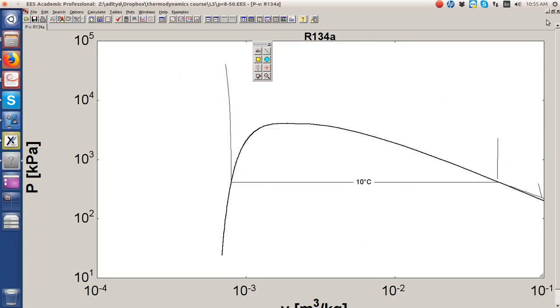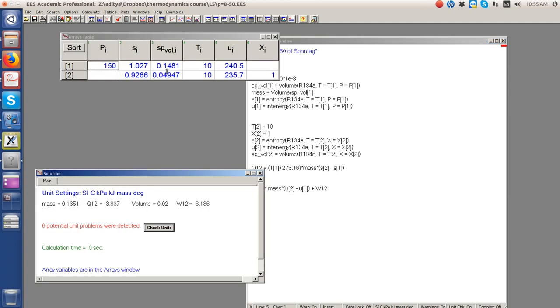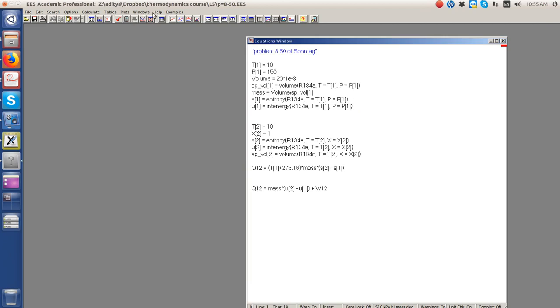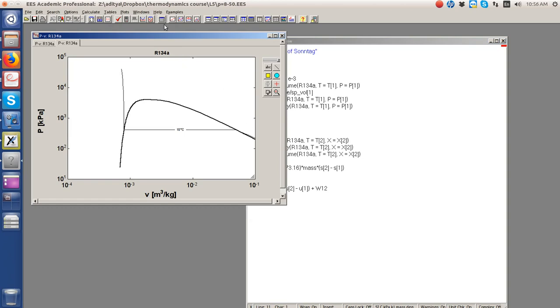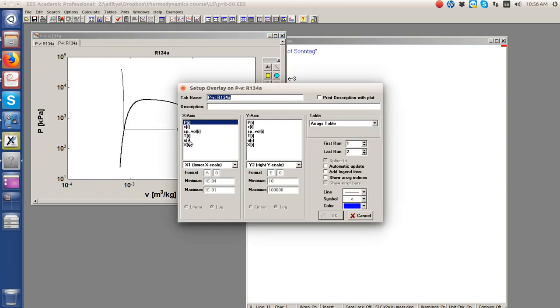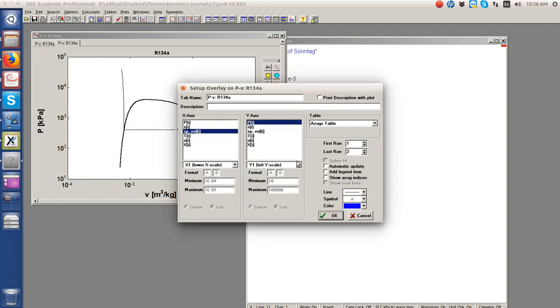There is some error because we have not run the program, so it is not able to determine what the volume is. We had to run the program because after changing we did not run the program. So we go to plot, property plot, R134, line of 10 degrees Celsius, very good. We go to plot, overlay plot. On the x-axis we have specific volume, on the y-axis we have the pressure. So the pressure is not known.